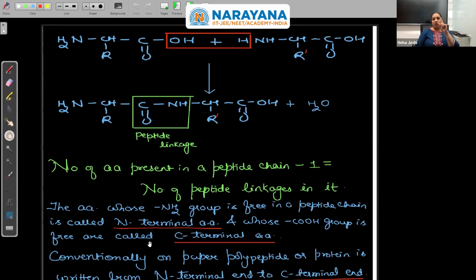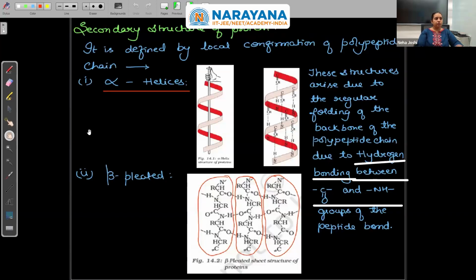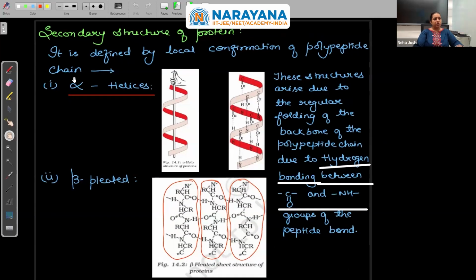Number of amino acids present in a peptide chain minus 1 is the number of peptide linkages. If I have 2 amino acids, they will be bonded by 1 peptide linkage. So number of amino acids is 2, peptide linkage is 1. 3 amino acids, then I will have 2 peptide linkages now, 1 and 2. 4 amino acids, then 1, 2, 3. So the number of peptide linkages is always number of amino acids minus 1. That is fixed. And 1 peptide linkage loses 1 water when it is formed. If I want to go back to hydrolysis and get amino acids, then 1 peptide linkage will need 1 water molecule. Clear?